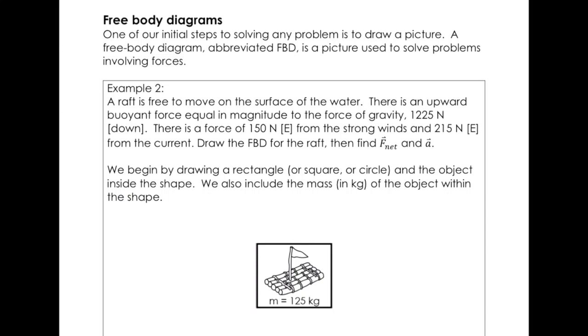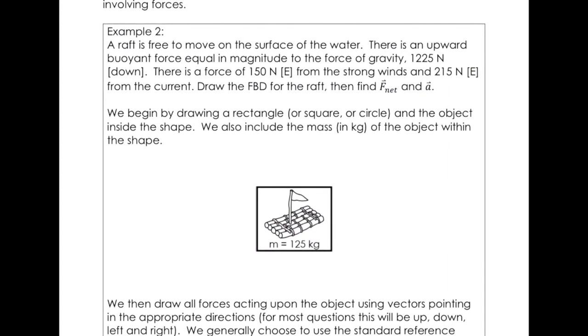If we're going to start with this problem, we have to draw in the arrows that represent the vectors. We will keep to the convention that up is north, and right is east. These are going to be our positive directions. On the surface of the water, there's an upward buoyant force, and a downward force due to gravity.